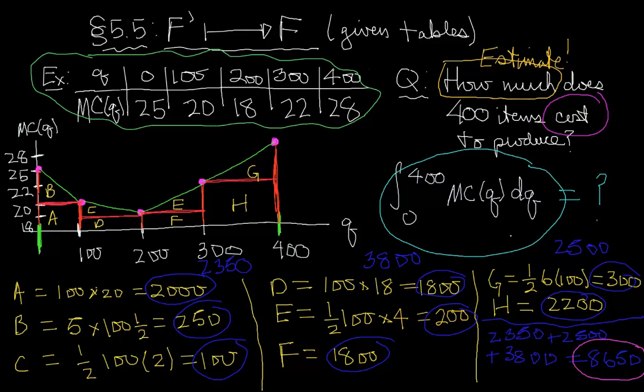If you were asked to find out how much 400 items cost to produce when you have an additional fixed cost of, let's say, $10,000, then what you would do is the same exact thing, except at the end you'd add 10,000 to this number, 8,650. This is what's known as the variable cost. And fixed cost will just be something that you add to the variable cost. And that's it.